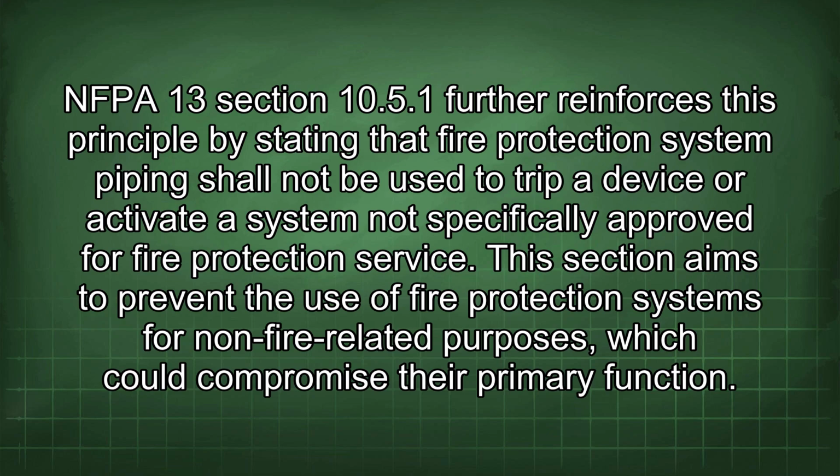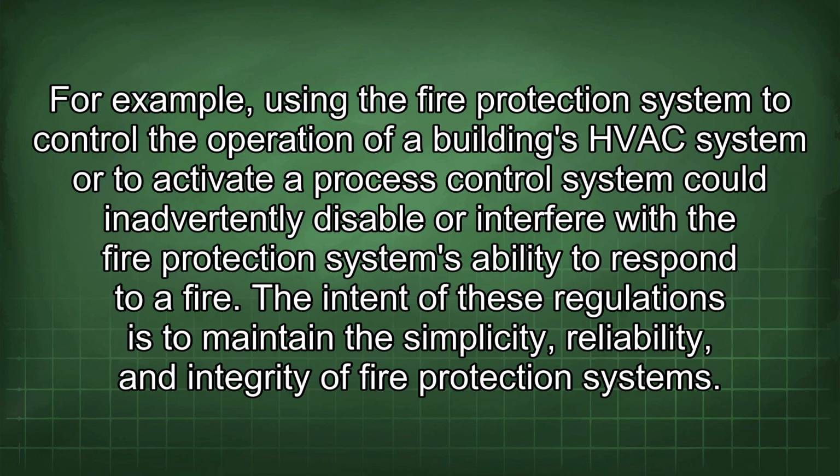NFPA 13 Section 10.51 further reinforces this principle by stating that fire protection system piping shall not be used to trip a device or activate a system not specifically approved for fire protection service. This section aims to prevent the use of fire protection systems for non-fire related purposes, which could compromise their primary function. For example, using the fire protection system to control the operation of a building's HVAC system or to activate a process control system could inadvertently disable or interfere with the fire protection system's ability to respond to a fire.